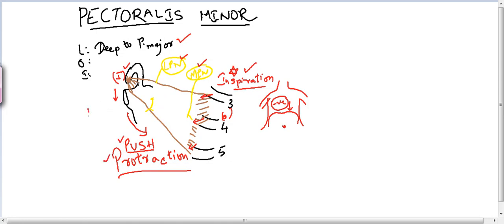Also, it can depress the scapula. Acting from the scapular side, it will pull the rib outwards like this, thereby helping in forced inspiration. So it's an accessory muscle of inspiration. Diaphragm is the major muscle of inspiration.